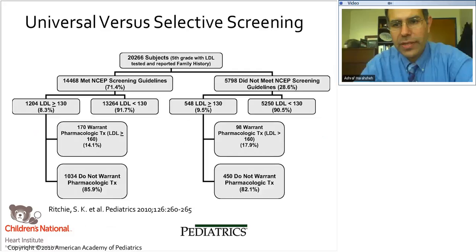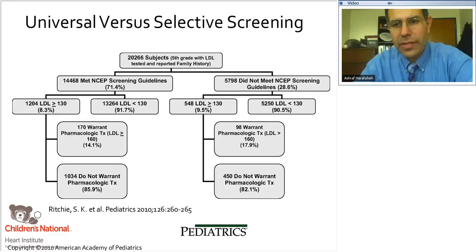Bill Neal from West Virginia taught us about the effect of the selective screening. All 5th grade students in his region underwent lipid screening. The first thing that I wanted to come out from this slide is that 71% met the screening guidelines, i.e. the selective screening. So when we go up from selective to universal, we're only talking about 28.6% of the patients in your practice, because most of the others should have been screened by the selective screening.